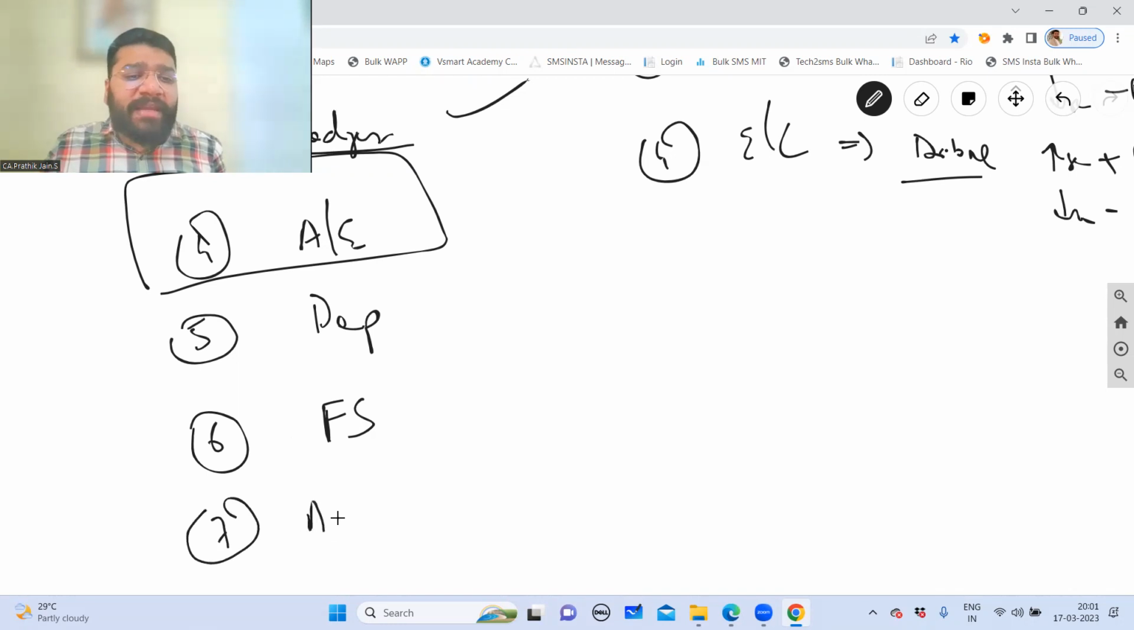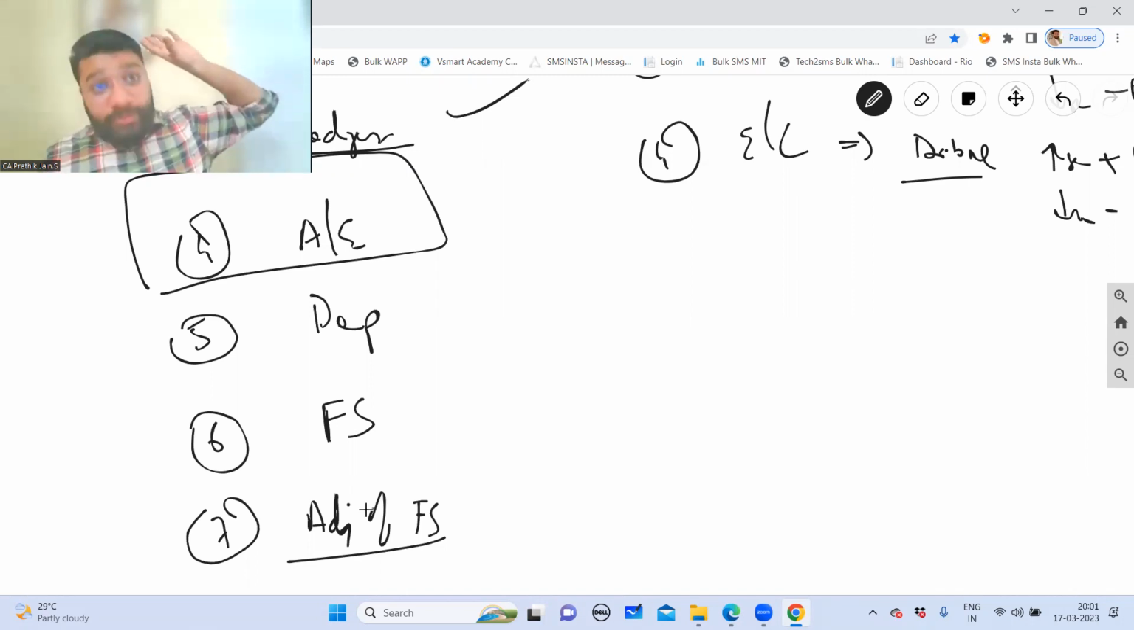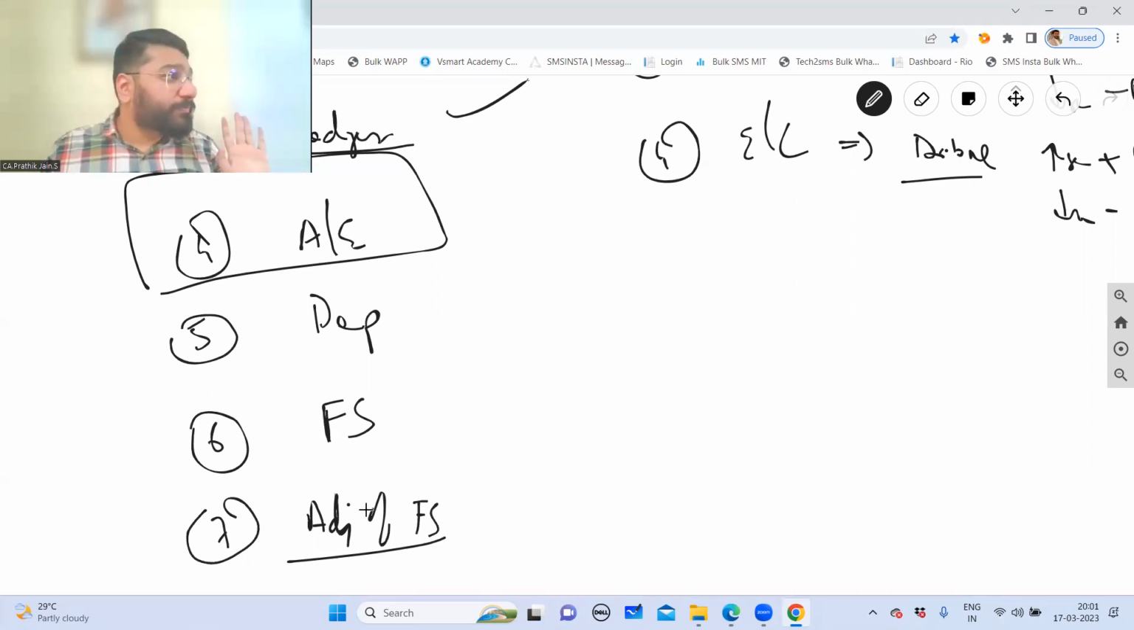And the 7th one is very, very important: adjustment of financial statement, all the kinds of adjustment. In that, the adjustment which will give you a problem is provision for doubtful debt. You cannot survive with the concept of provision for doubtful debt. That is, you cannot survive your cash flow statement without the concept of provision.